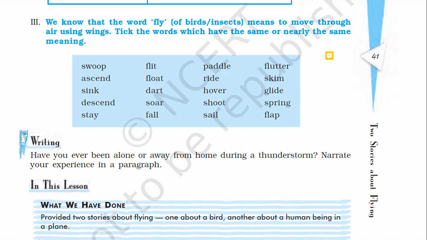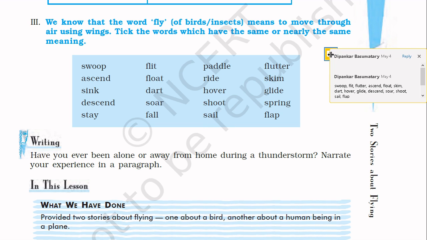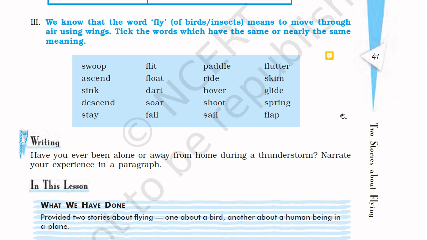Descend, to come down again, we can consider as a synonym for fly, fly down. Soar, fly high. Shoot, not really. And then sail and fly, they both indicate flying. So here I have written down the words that mean flying, that are close synonyms of flying.